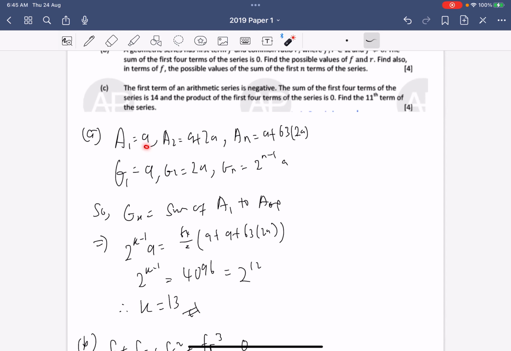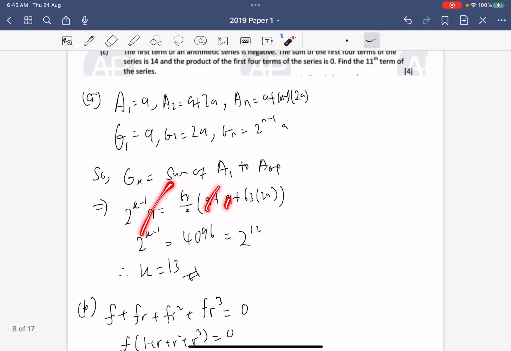So we just know the arithmetic series is a, a plus 2a, all the way to a plus (n minus 1) 2a. And the geometric series is just a, 2a, all the way to 2 to the power n minus 1 times a. So the kth term, which is 2 to the power k minus 1 times a, must equal the sum of 1 to 64. So it's 64 over 2 bracket first term, which is a, plus last term, which is a plus 63 times 2a. So you can cancel the a's.